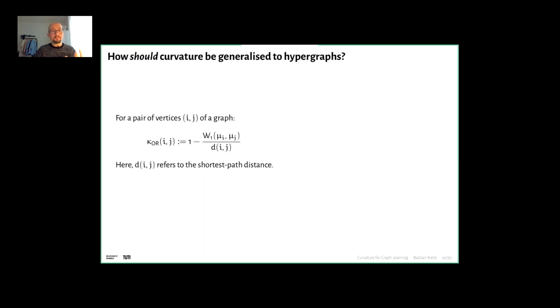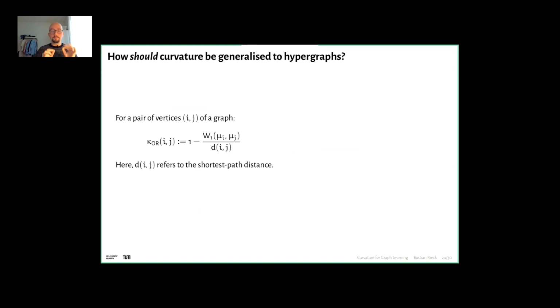But of course, when we generalize curvature to hypergraphs, there is the big question of what we should actually do. So how do we accomplish this in practice? What I'm going to show you next involves a certain type of non-canonical choices. So I'm really open and hope that we can discuss a little bit what you think about these choices.